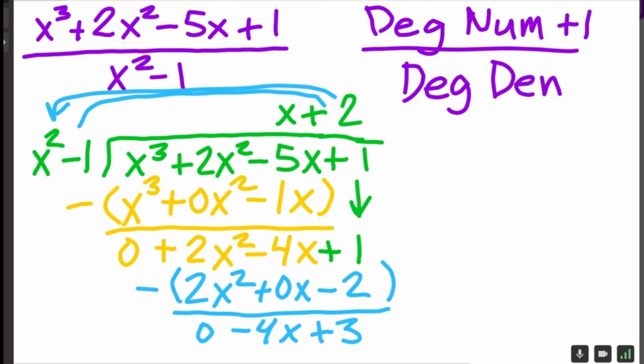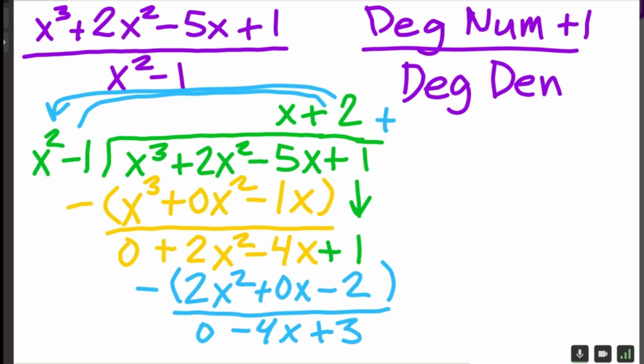So now we don't have anything to bring down, right? We can't bring anything else down. We're done with what's in this polynomial here. So this becomes our remainder. We add this on to the quotient.